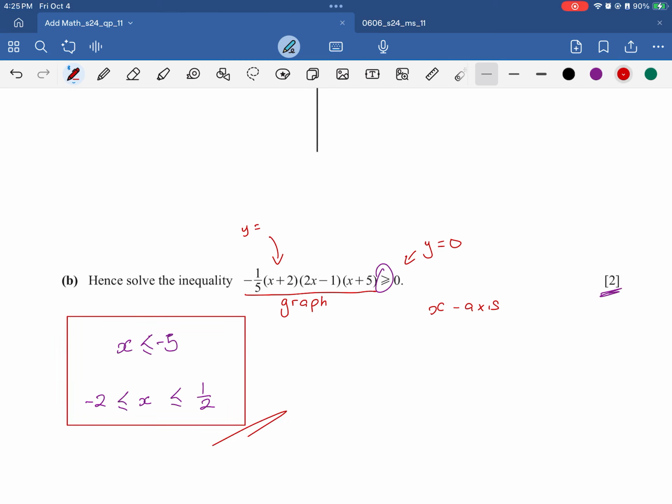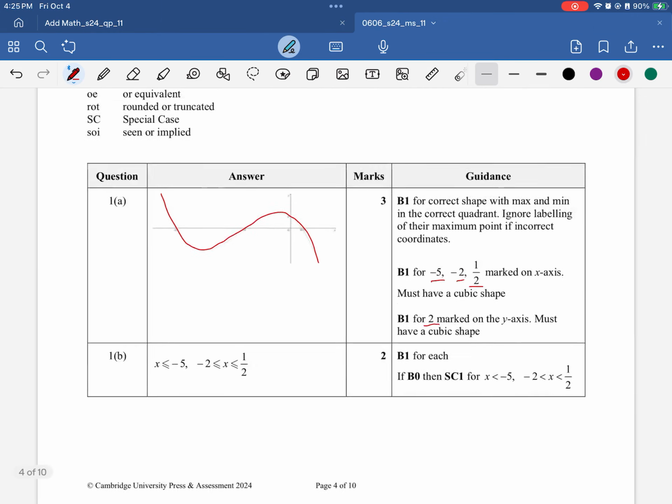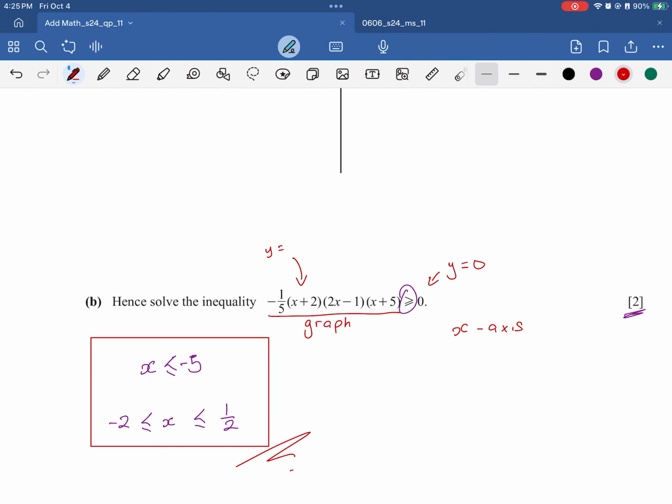You can cross-check from the mark scheme to see if it's correct. You have x less than or equal to minus 5, and then minus 2 less than or equal to x less than or equal to 1 over 2. So that is that.